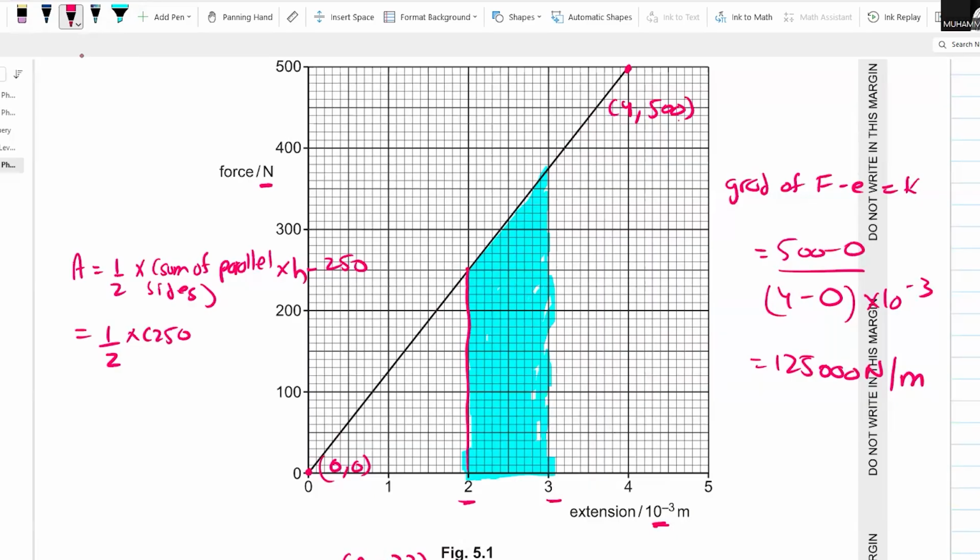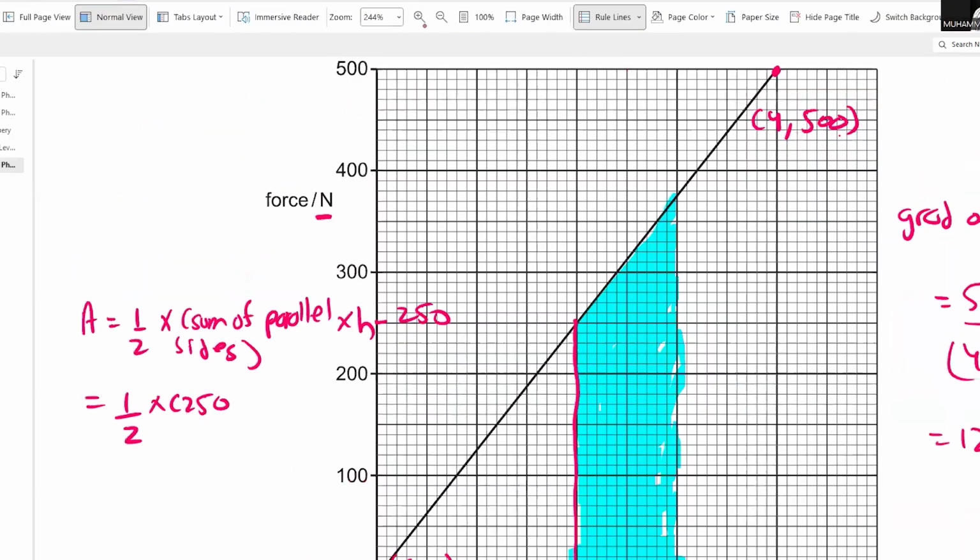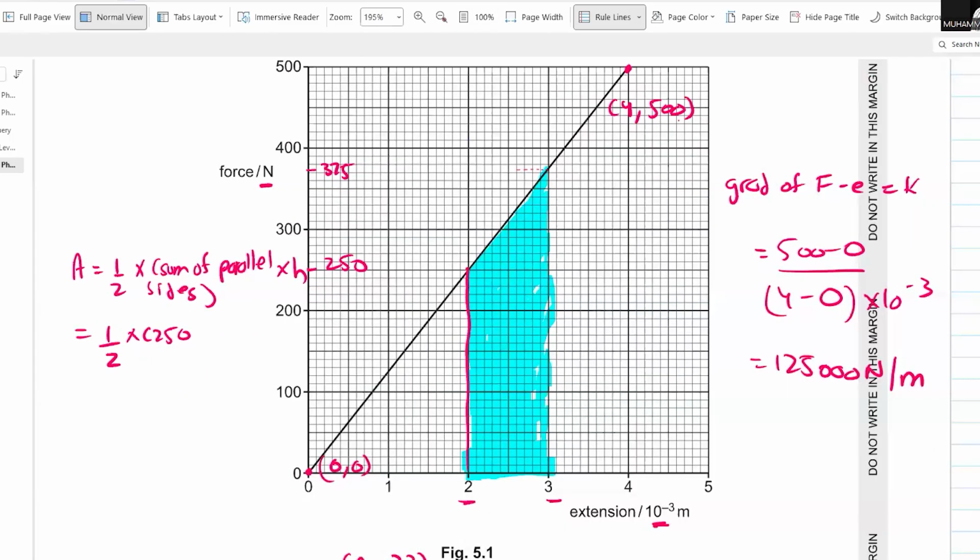What is your second parallel side? This one. Okay, I will have to zoom in for this one. This is your second parallel side of 375. Okay. What is your height? Height is 1 into 10 raised to the power of minus 3. This is your height.